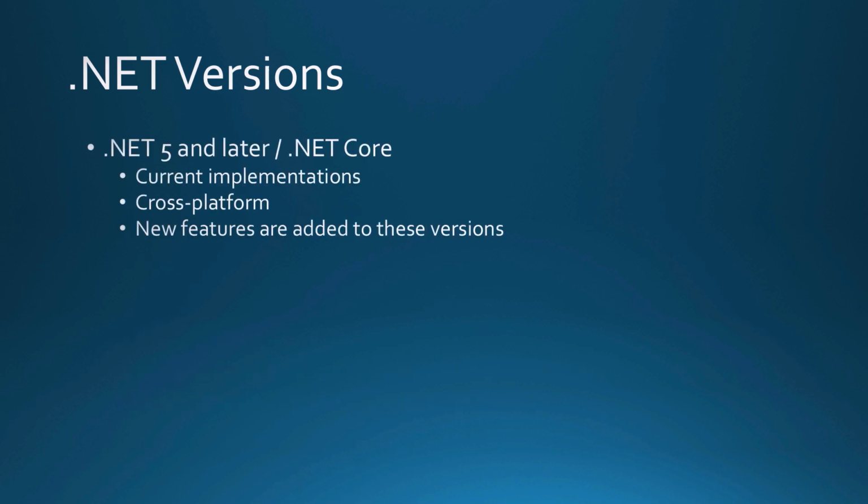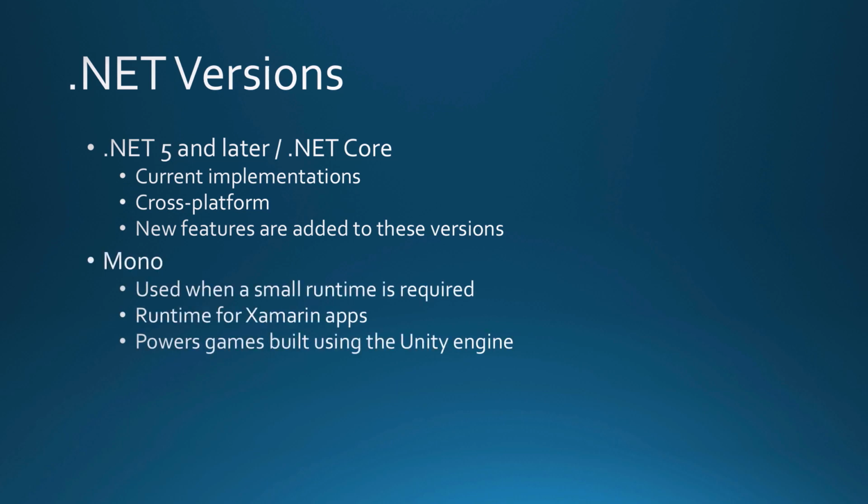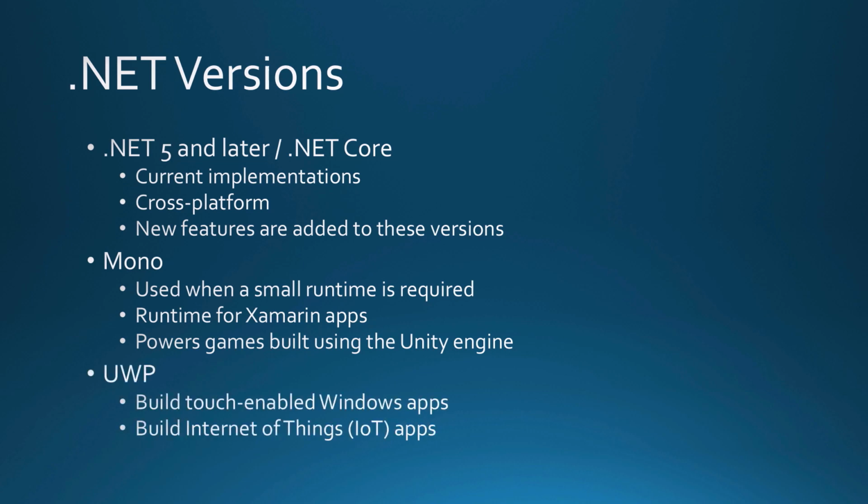You also have .NET 5 and later, or what's called .NET Core. These are the current implementations. They are cross-platform, and new features are being added to these versions all the time. We also have Mono. It's used when a small runtime is required. It's the runtime used for Xamarin applications and powers the games that are built by using the Unity engine. We also have UWP. This is used to build touch-enabled Windows applications and build those Internet of Things applications. So Universal Windows Platform is what UWP stands for.